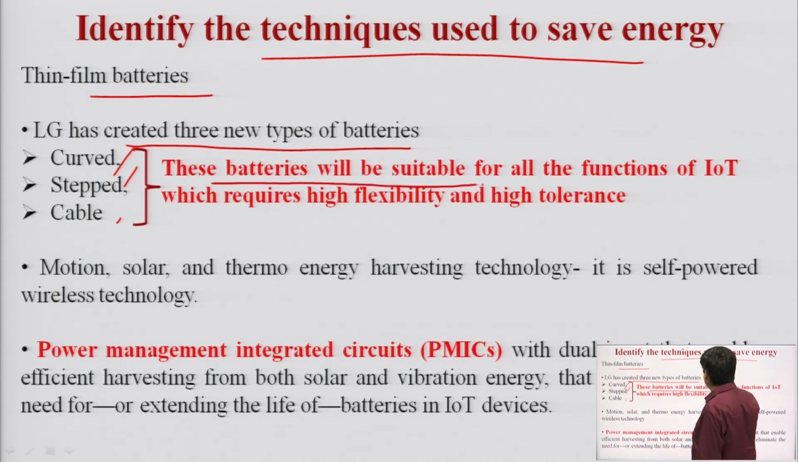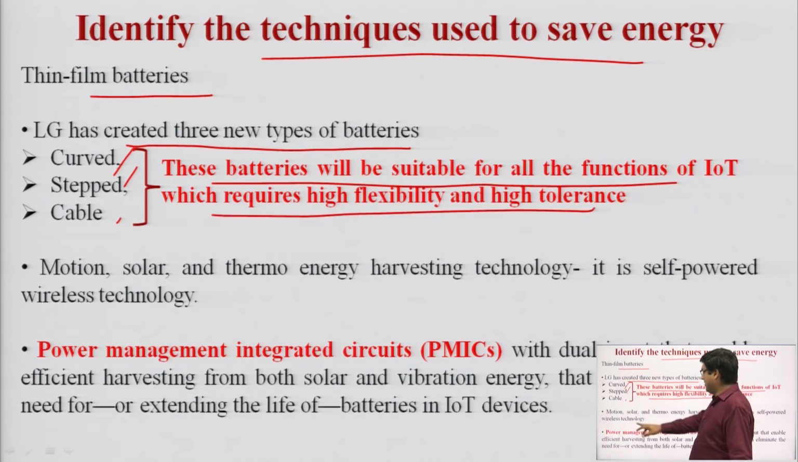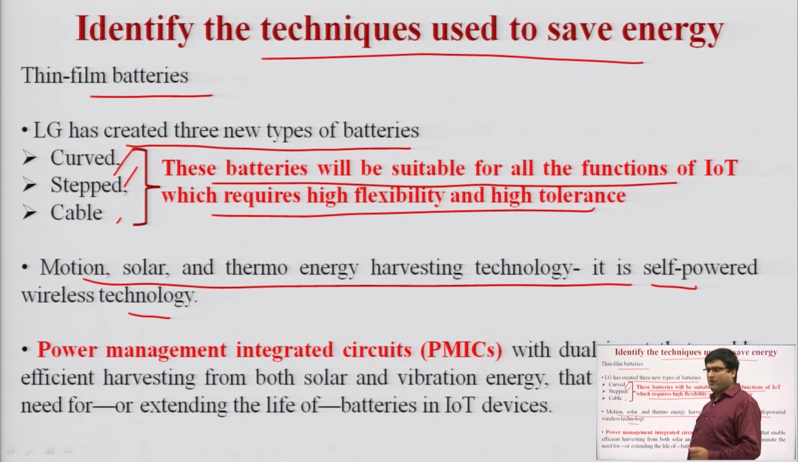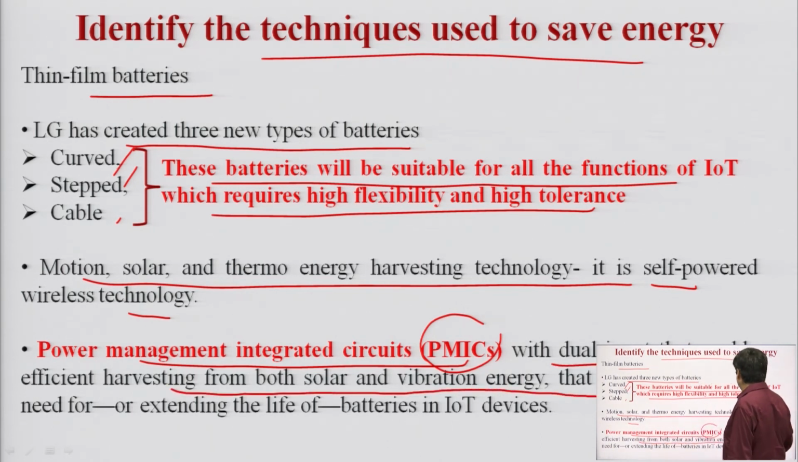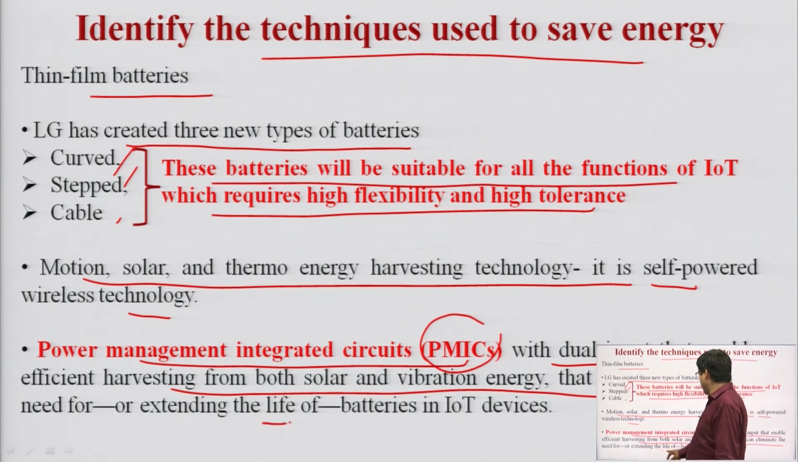So these batteries will be suitable for all of the functions of IoT which require very high flexibility and high tolerance. So they use motion, solar and thermo energy harvesting technology. It is self-powered wireless technology. There are batteries that can be manufactured by some companies which have very low power consumption and through which we can save energy. So power management integrated circuits, PMIC, with dual input enable efficient harvesting from both solar and vibration energy, which can eliminate the need for and extend the life of batteries in IoT devices.